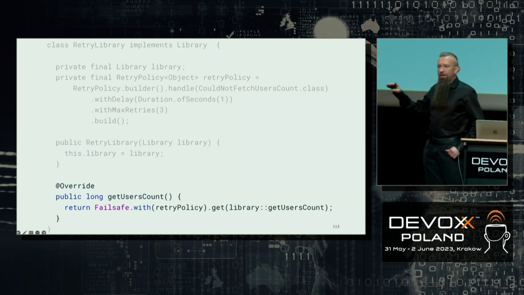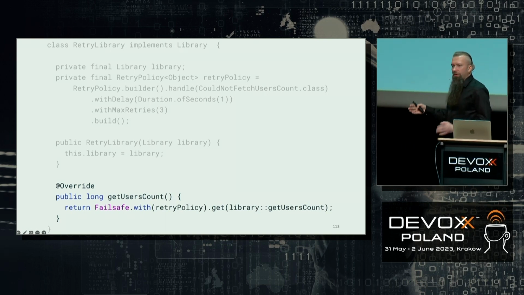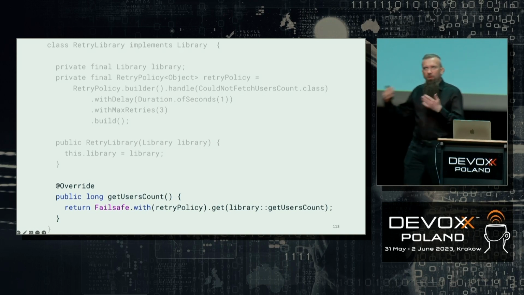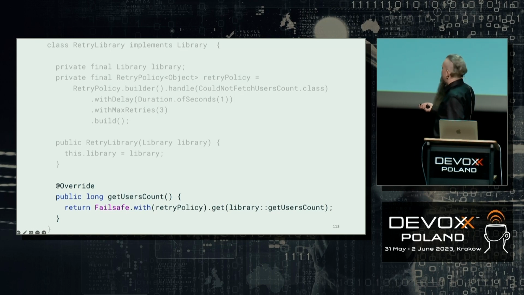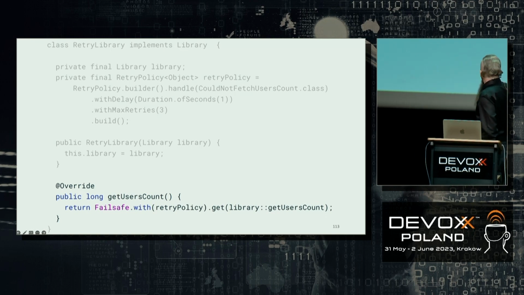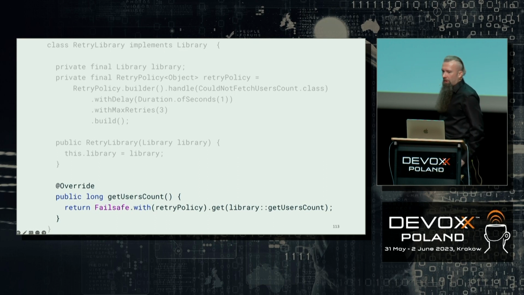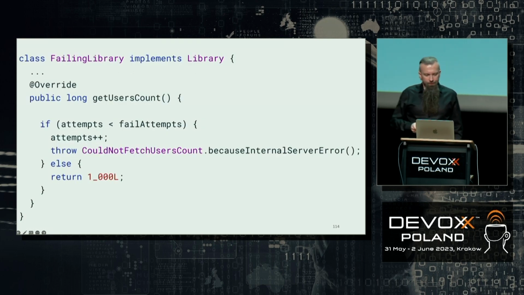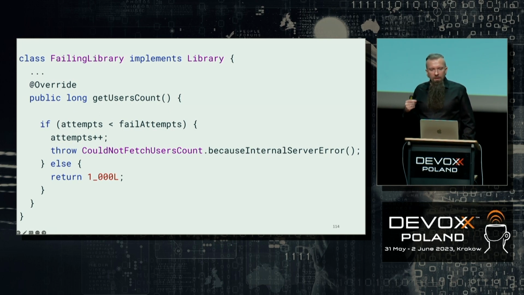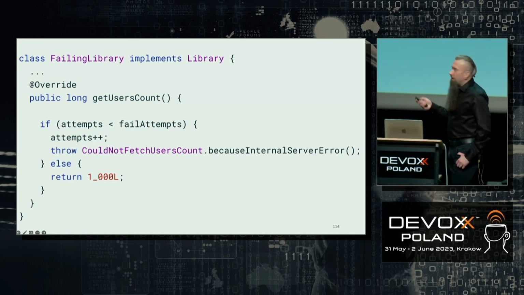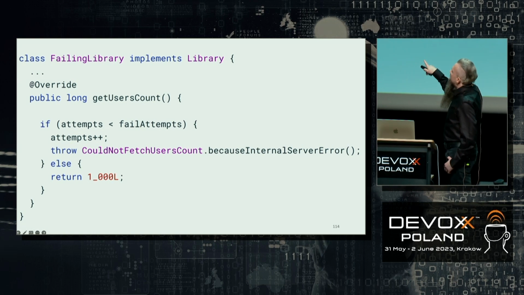It is separated from the place where we have the connection to the external service. We are using, for example, the Failsafe library, with the retry policy get, and here is the original call to our base library. And the failing library will implement the library itself. Sorry, this is the fake.